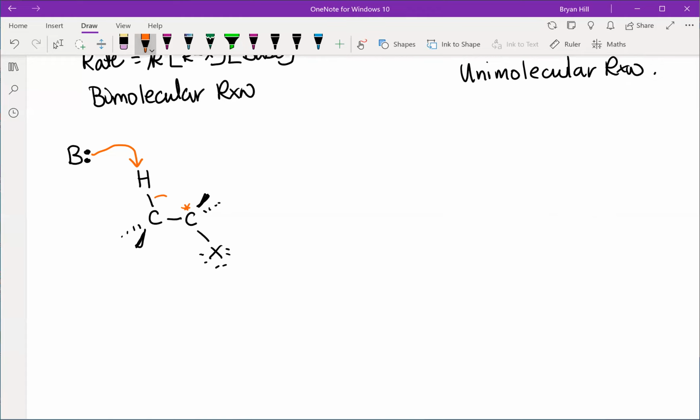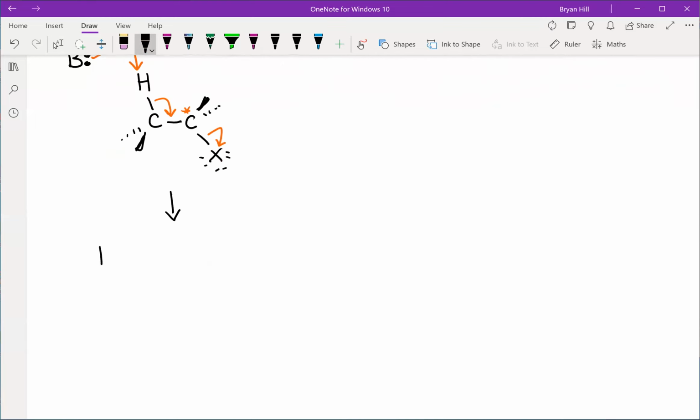Okay, so it's going to grab that proton. These electrons are going to move between the two carbon atoms, and that's going to form a pi bond, and the leaving group is going to leave with the electrons in that sigma bond. So our products will be the H, our alkene. Let's draw this a bit better. Alkene. And our leaving group.